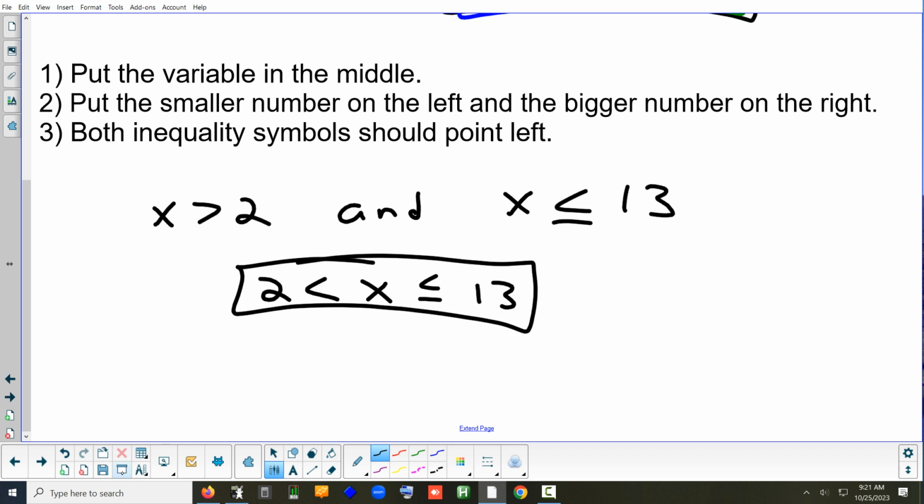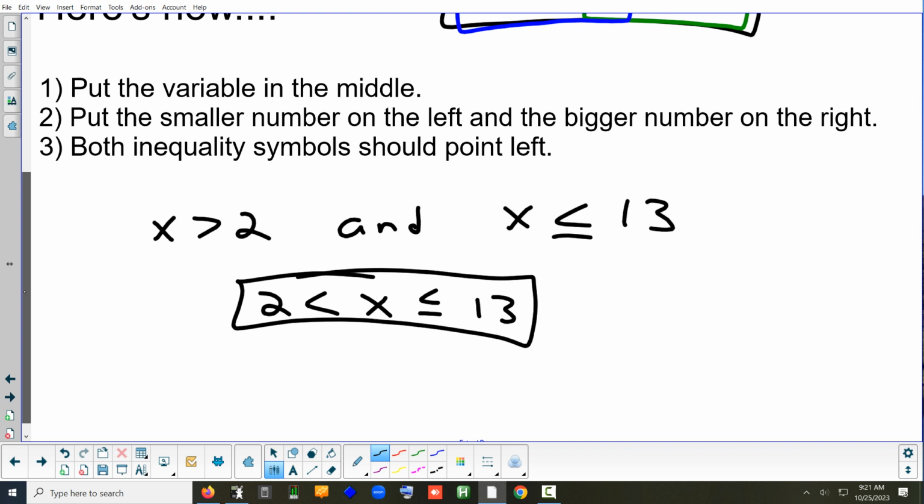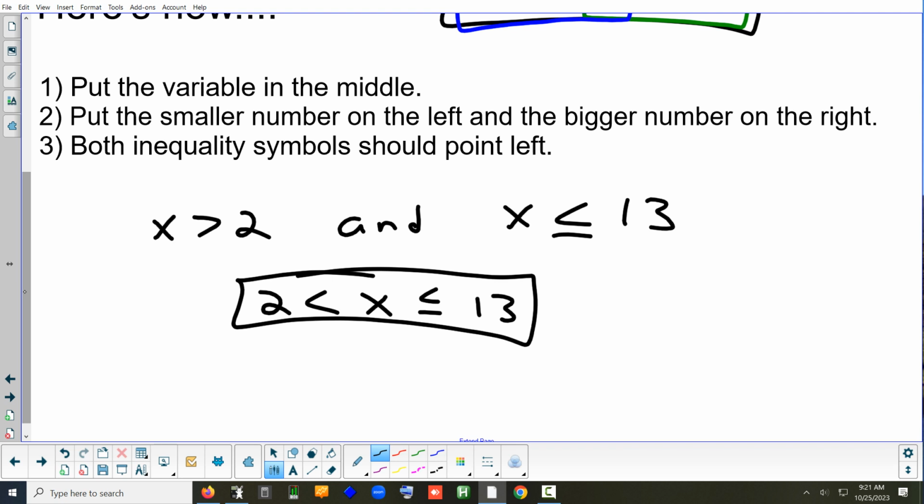Wait, so the X and 2, why do you flip it? Because when you write it as an inequality that's all combined together like that, the rule is both of these have to point the same way. You can't have one pointing one way and one pointing the other way. They have to point the same way.